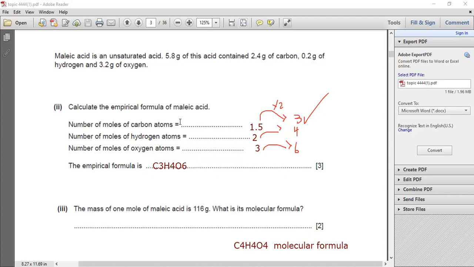Okay. What if after division by the lowest number, carbon was 1.25, hydrogen was 2, oxygen was 3? Who can tell me? What should I do now? What should I do?